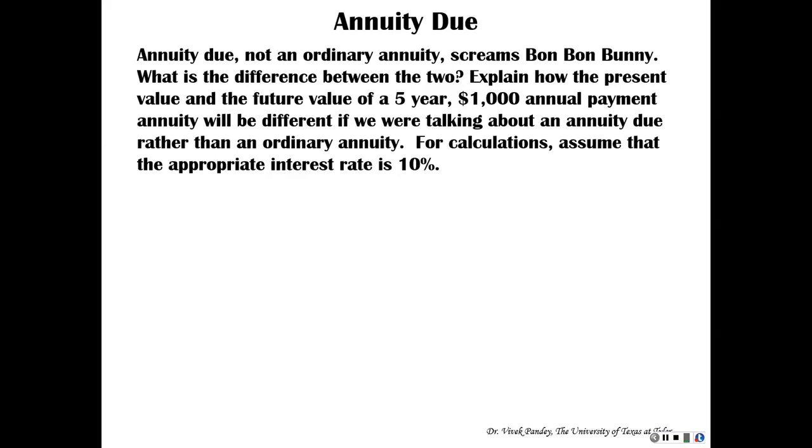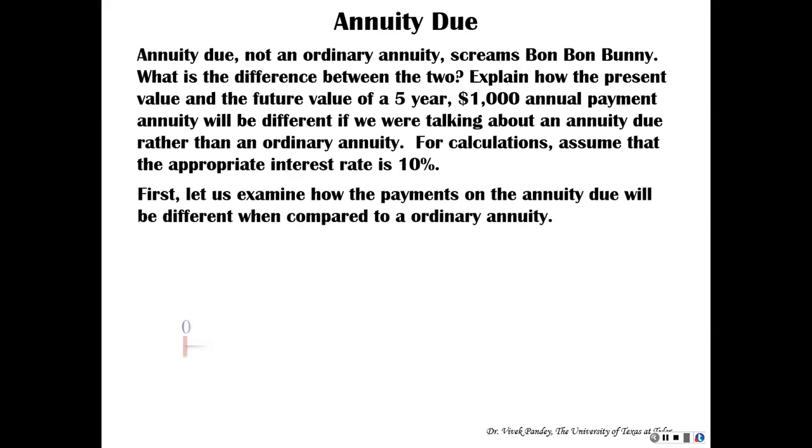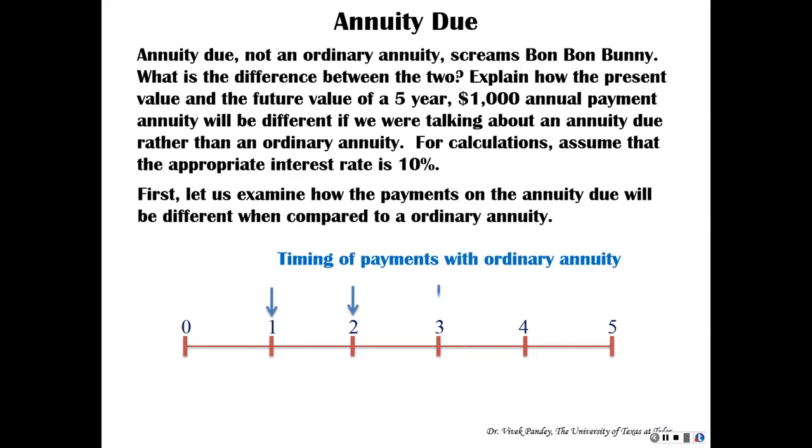What is the difference between the two? Explain how the present value and the future value of a 5-year, $1,000 annual payment annuity will be different if we are talking about an annuity due rather than an ordinary annuity. Right? For calculations, assume that the appropriate interest rate is 10%. So first let us examine how the timings will be for this.